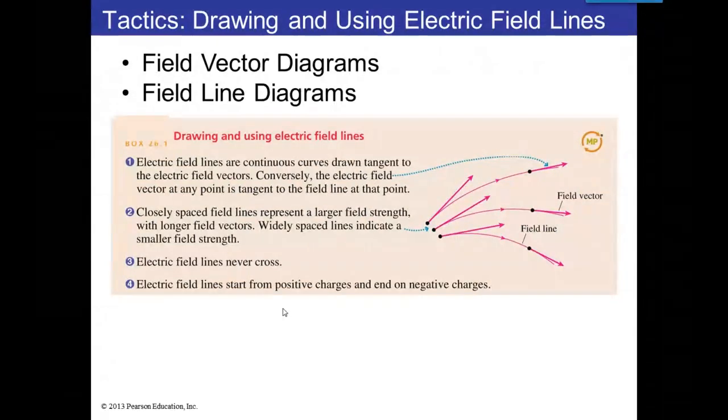Yeah, and we mentioned field vector diagrams. You should also know about field line diagrams, right? So this idea that these field lines are everywhere tangent to the field vectors. They are denser where the field is stronger, and they never cross, right? But they can originate on positive charges and end on negative charges. Again, I could certainly ask you to sketch out a field vector diagram or sketch out a field line diagram. That would be a reasonable question to ask.